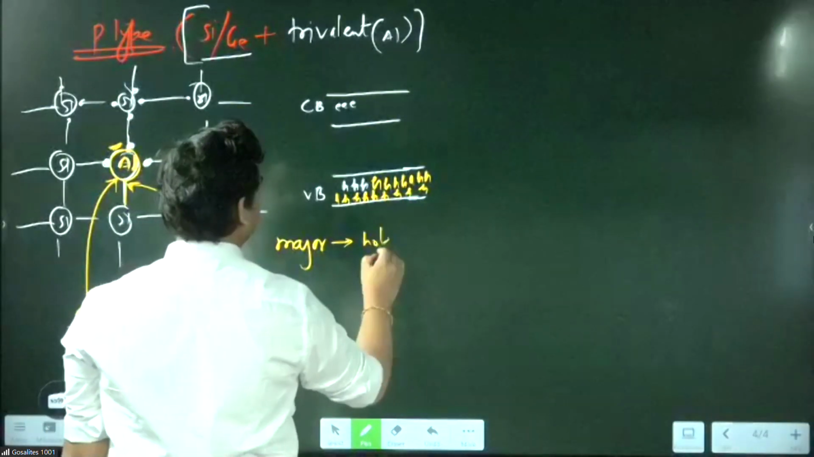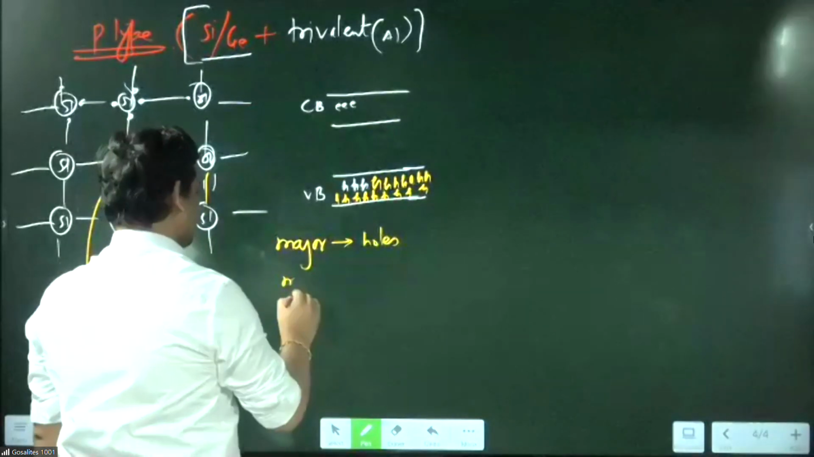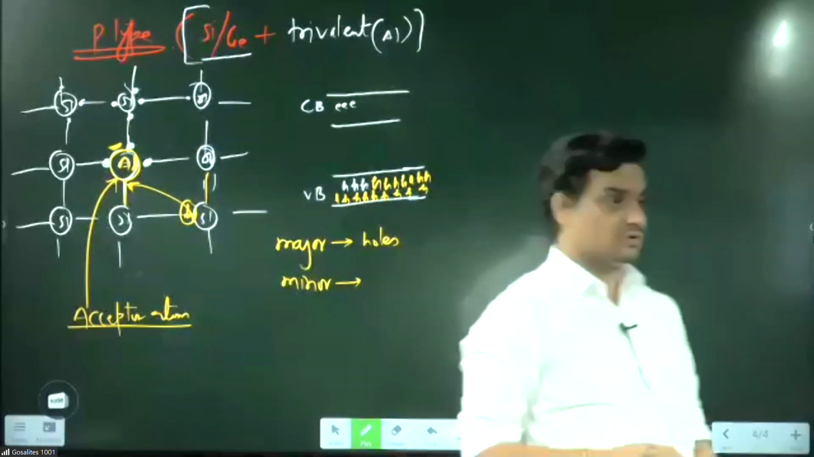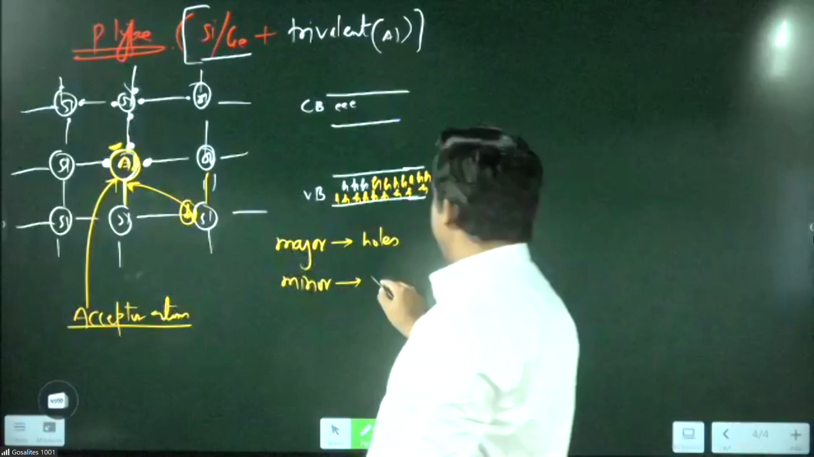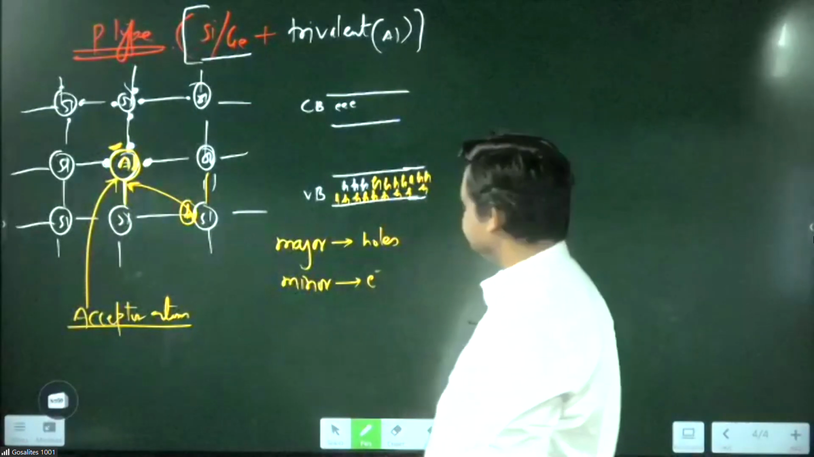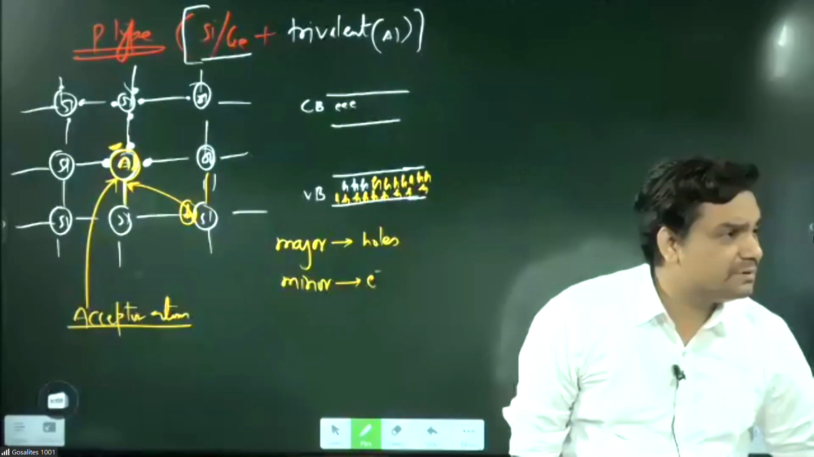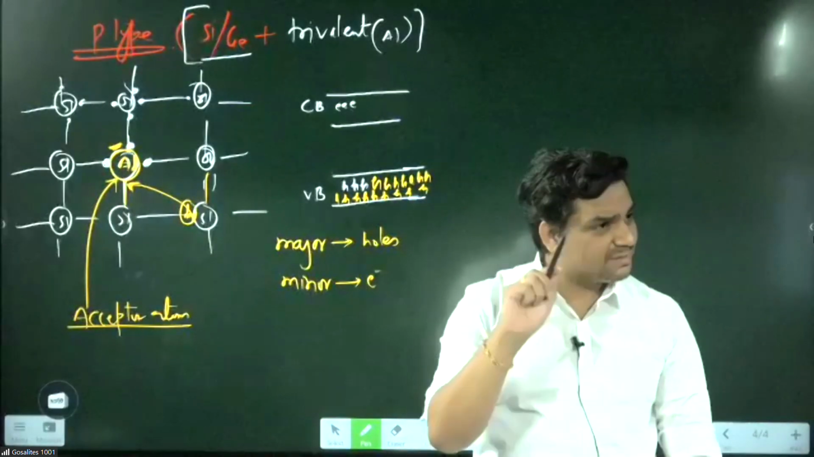So if anybody is asking what the majority carriers are, we can say the holes are the majority. And why are holes the majority? Because of the acceptor aluminum atom. Minority is your electron. And why is the electron minor? Electrons are minor because they are created because of temperature. Minor is always created because of temperature.